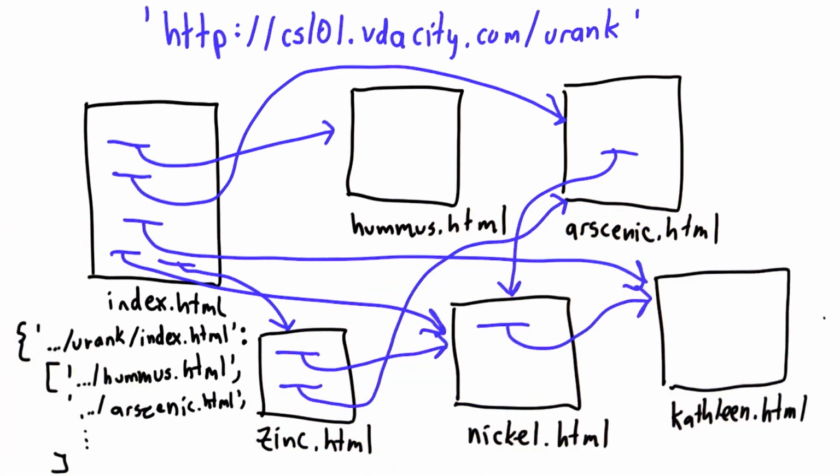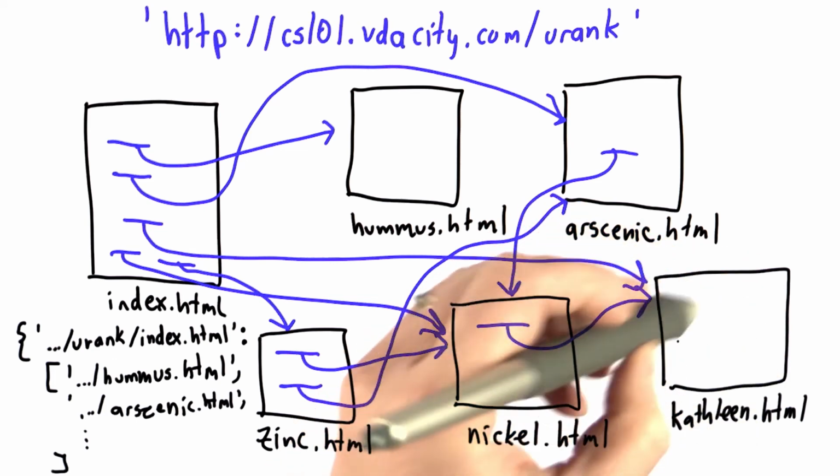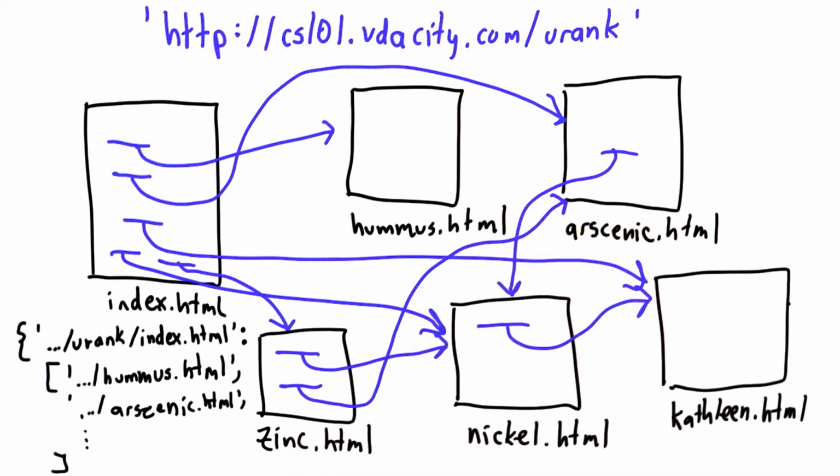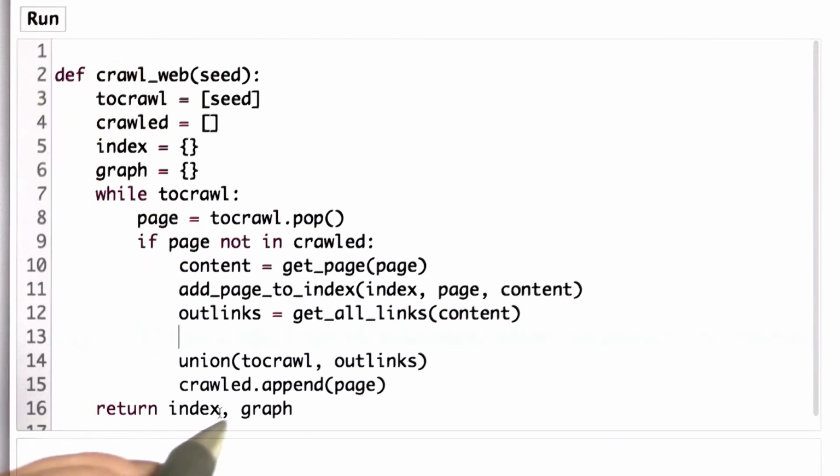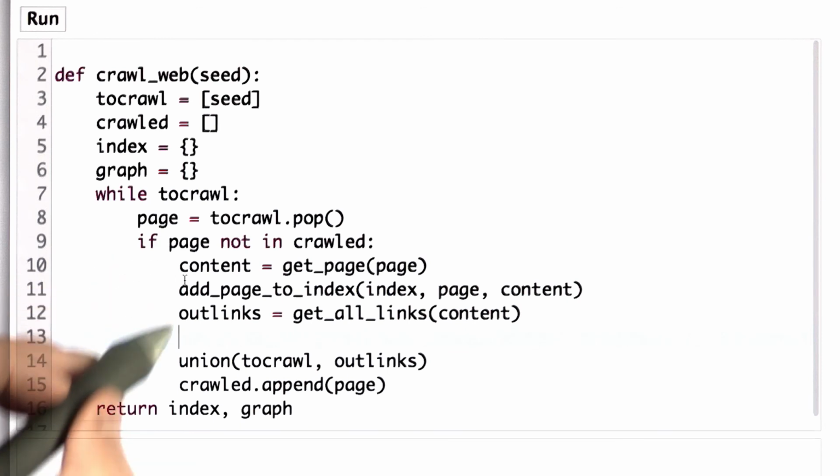The kathleen.html page doesn't have any outgoing links. So the entry for kathleen.html should be an empty list. So see if you can figure out how to change the code for crawl web to produce as its second output a graph that shows the structure of the web pages that we crawled.